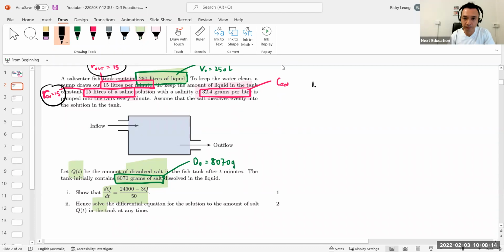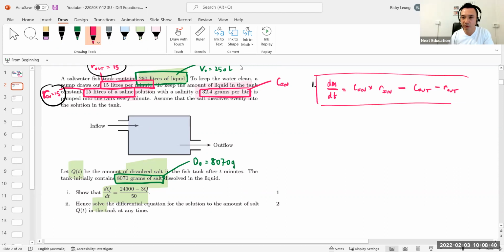So part one. Now I know, right? I know before I use the formula dM over dt equals in minus out, so it would be C in times R in minus C out times R out, right? That is key. Now, what I'm going to do sneakily is to replace the M there with Q, right? Because that's what it is in this case.